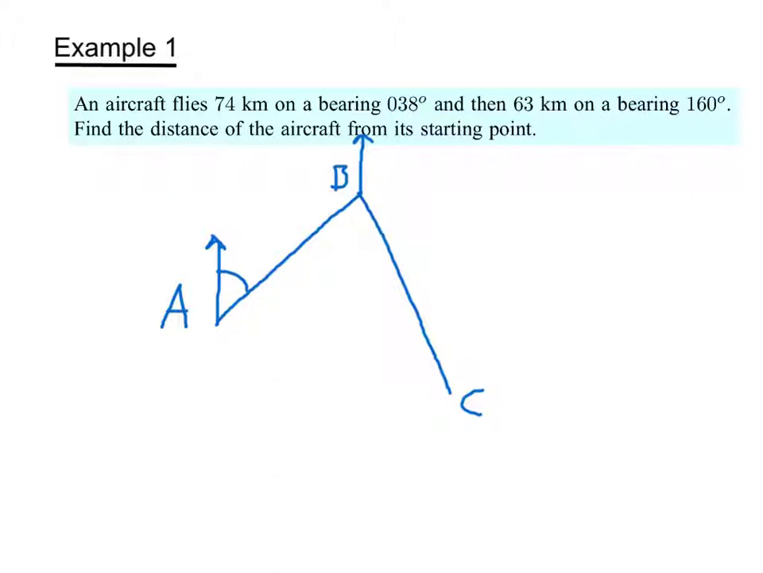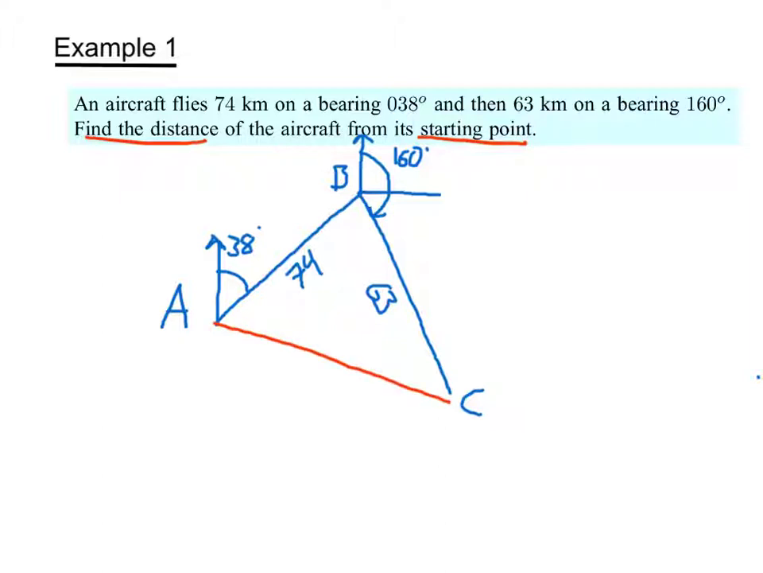Now we know this angle is 38 degrees, and we know this angle is 160. We know the distance from A to B is 74 kilometers, and we know the distance from B to C is 63 kilometers. Now we're asked to find the distance of the aircraft from its starting point. So we want to find the distance of line AC.